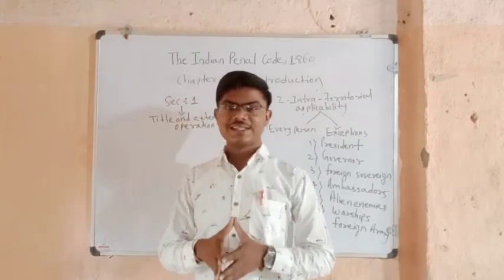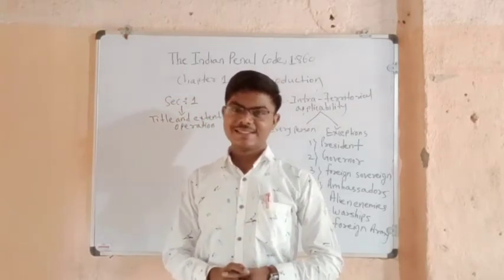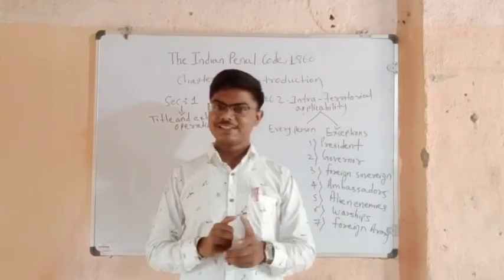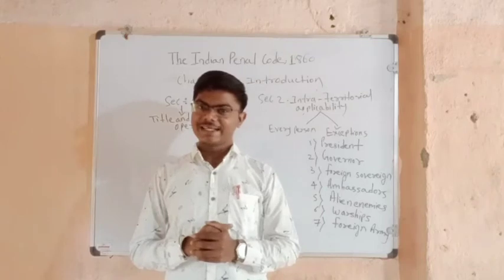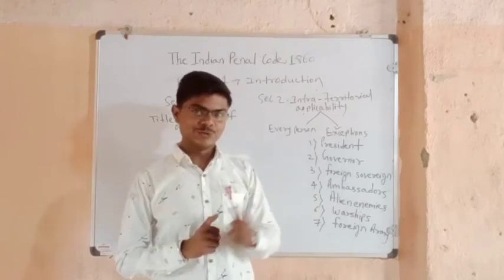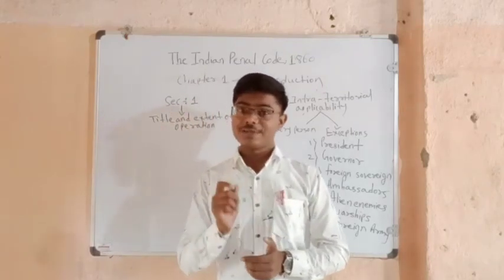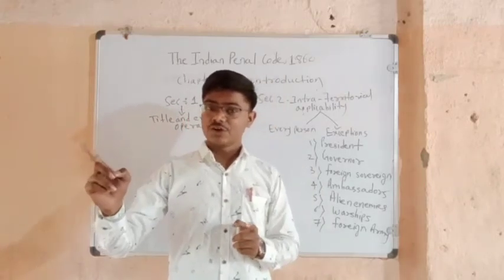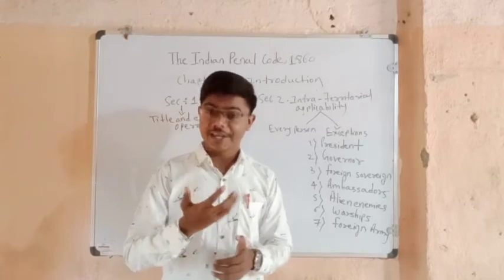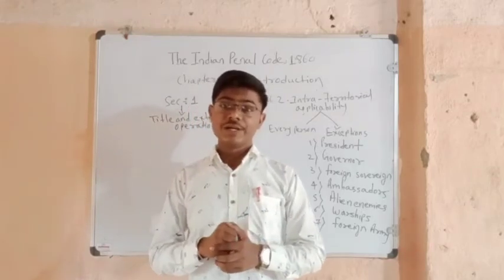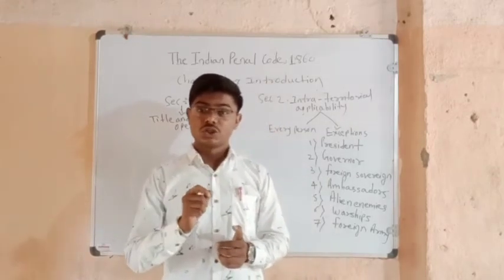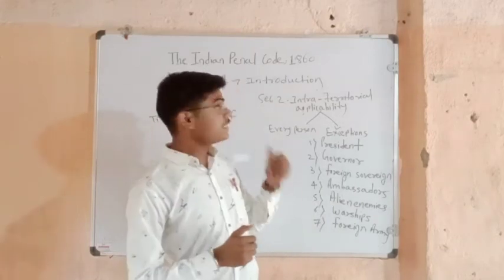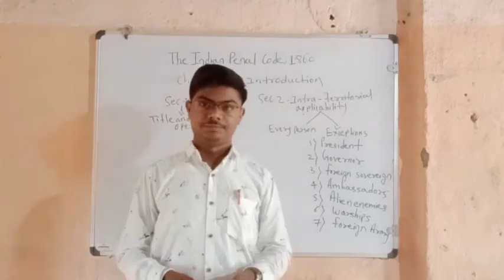We are going to study the first chapter of the Indian Penal Code. It is an introductory chapter and it consists of 5 sections. Section 1 talks about the title and extent of its operation. Section 2 fixes criminal liability for offences committed within India, whereas Section 3 and Section 4 talk about offences committed beyond India. And Section 5 talks about certain laws not affected by this code. Now friends, let's discuss all these sections in detail.